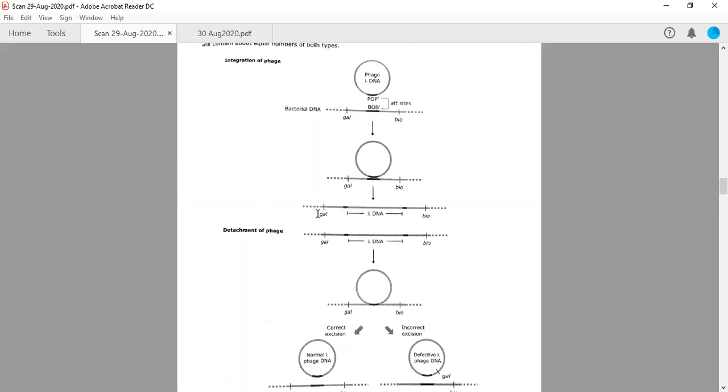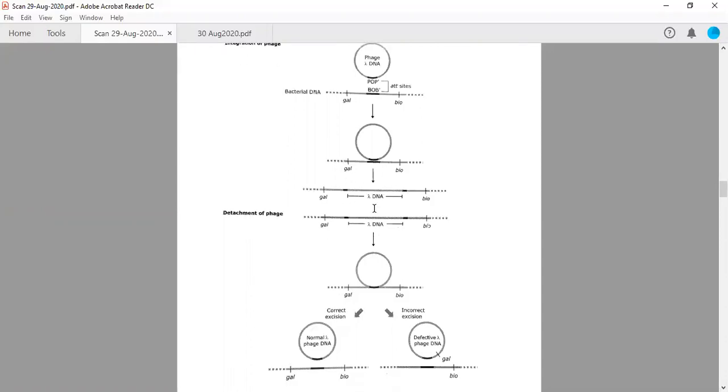Now, this is okay. So the bacteriophage will infect the bacterial cell. It will release its DNA into the cytoplasm of the bacterial cell. It will be integrated into the bacterial chromosome and stably integrated. So this is called a prophage, since this lambda DNA is integrated into the bacterial chromosome. Now, what will happen when it will come out of this?